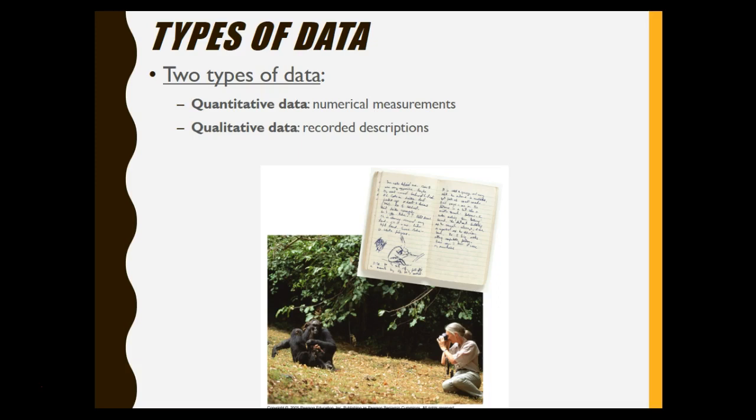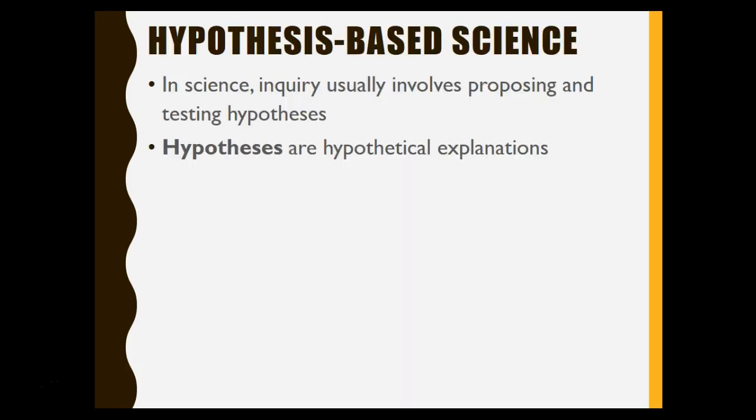Two types of data, you guys have already seen this. Quantitative data, which is numerical, so those are your numbers, 14 centimeters, and then qualitative data, which is recorded descriptions where you're talking about hair color or eye color or shape or patterns, things like that.